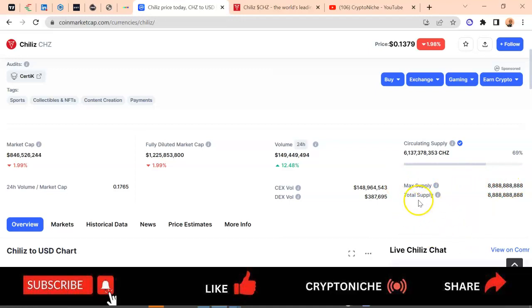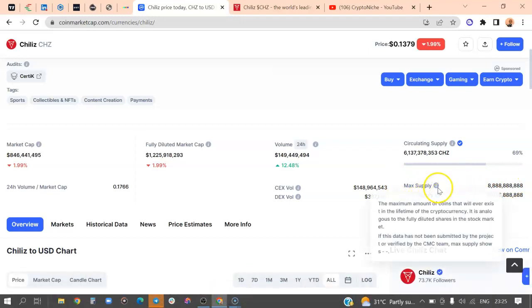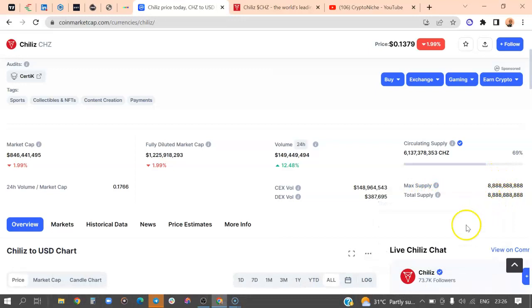So this is the max supply and total supply. I kind of like projects that have this level of supply, where there is a cap to the supply, and they're about 31% close to maxing out their supply. So that's a viable project, meaning that the total emission is going to be small.